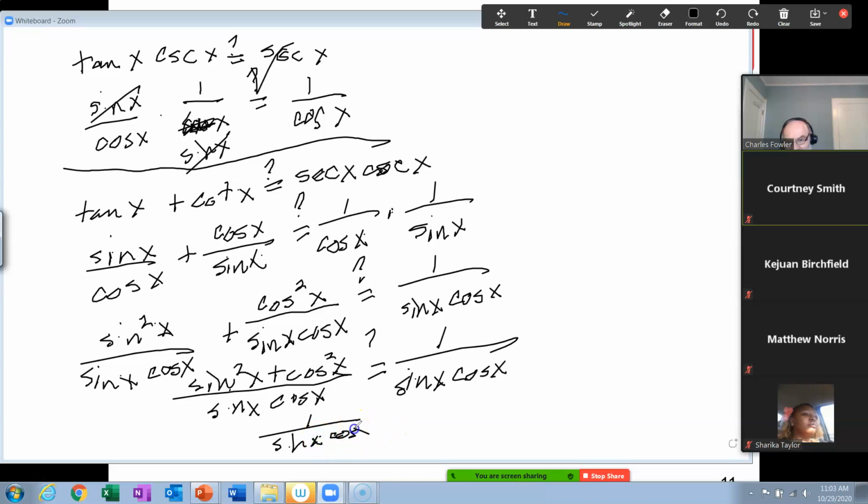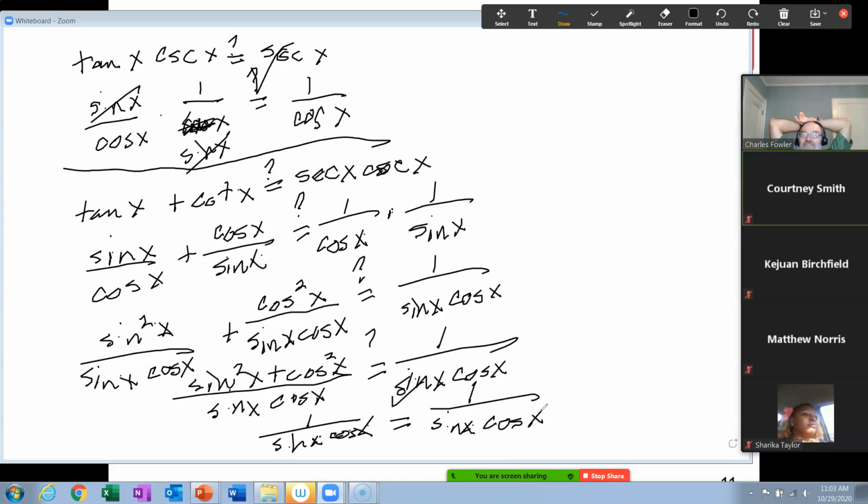My pen is not writing well at all. And that is indeed equal to 1 over sine x times cosine x. Those are exactly the same on both sides. We have verified that identity as well.